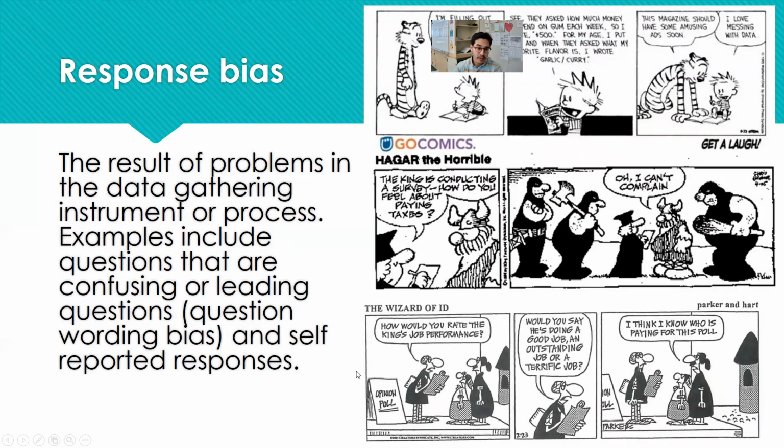All right, so the second part of response bias is when we have questions that are confusing or leading questions and self-reported responses. Okay. And so I have a bunch of cartoon clips that illustrate some of these scenarios. So the first one is Calvin and Hobbes. I forget who is who, but the kid is filling out a survey on chewing gum that was just a survey in a magazine. And he just responds with a bunch of goofy answers, right?